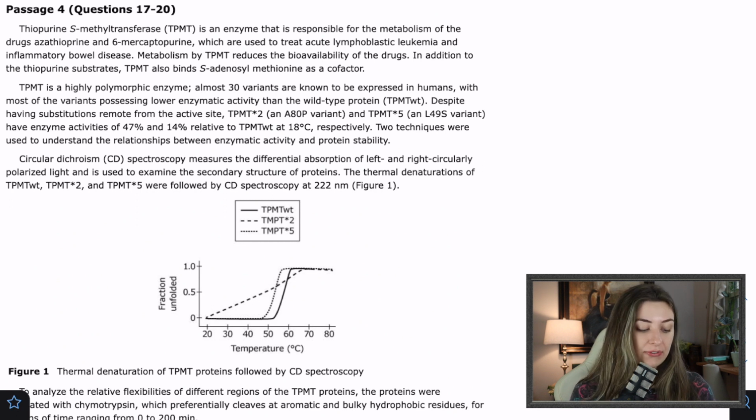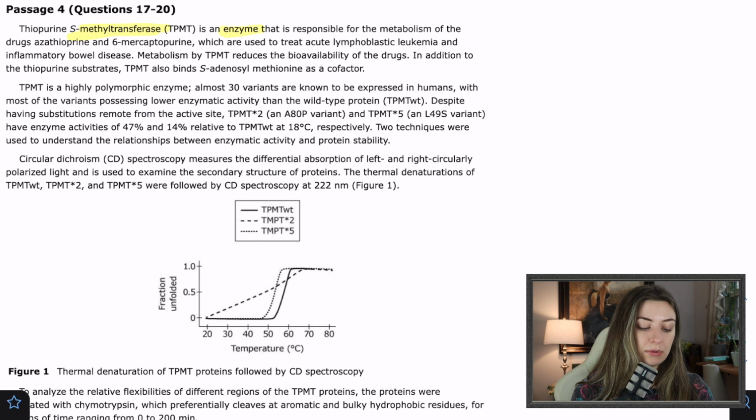Thiopurine S-methyltransferase, TPMT, is an enzyme that is responsible for the metabolism of the drugs azathioprine and 6-mercaptopurine, which are used to treat acute lymphoblastic leukemia and inflammatory bowel disease. So some things you may have to know about enzymes. You probably won't have to know anything about drug metabolism or leukemia or IBS or these drugs. Just notice that it's an enzyme, and specifically a methyltransferase. So we're going to be transferring methyl groups.